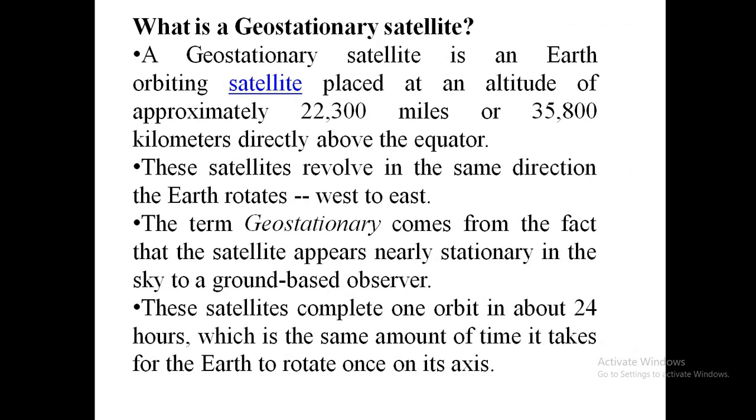What is a geostationary satellite? A geostationary satellite is an Earth orbiting satellite that is placed at an altitude of approximately 22,300 miles, that is 35,800 kilometers, directly above the equator. These satellites revolve in the same direction as the Earth's rotation, that is from west to east.